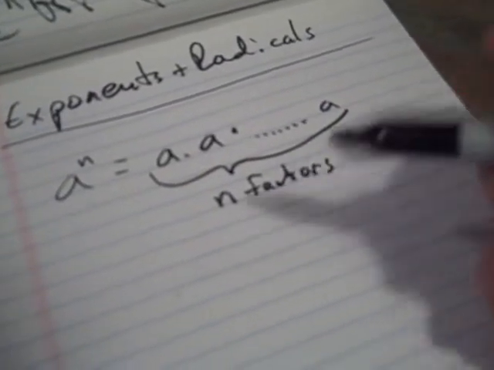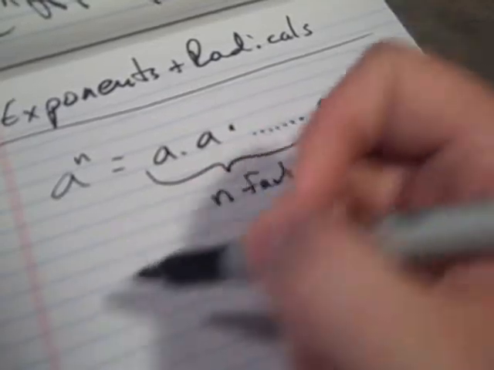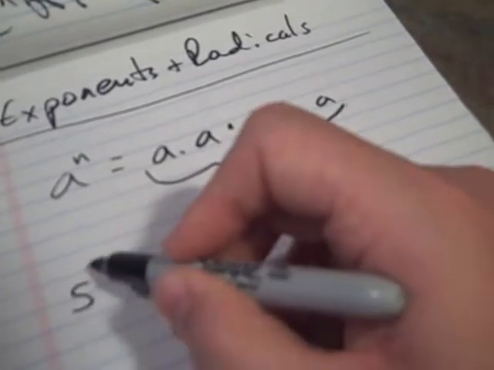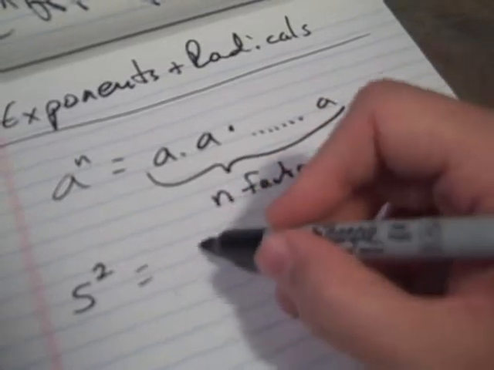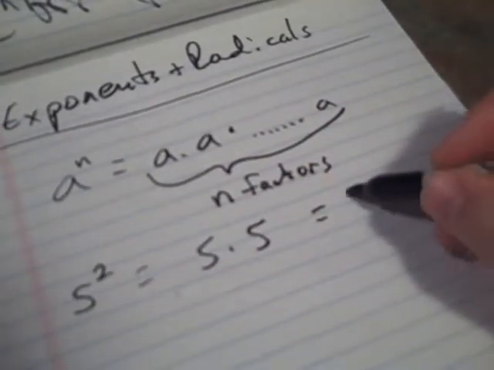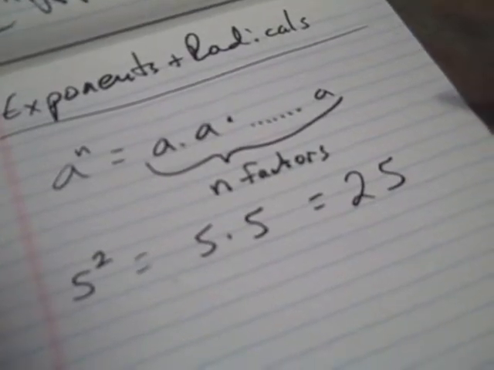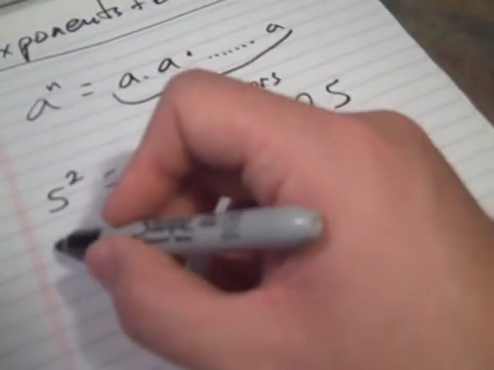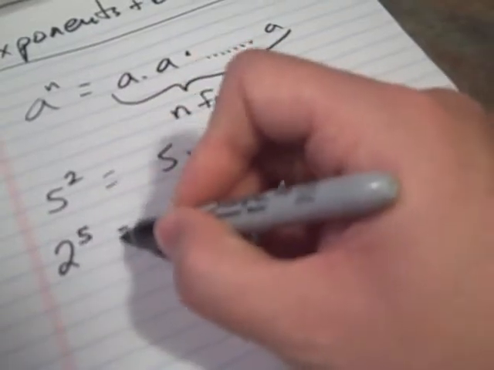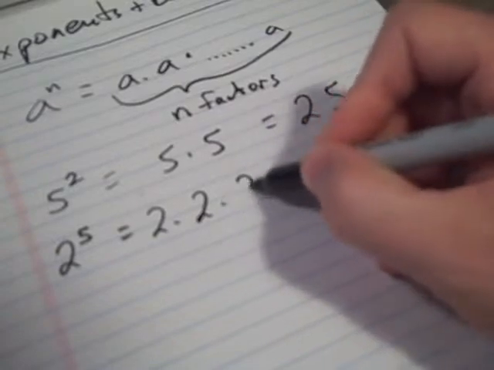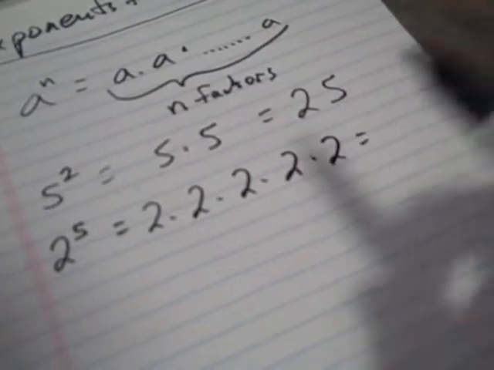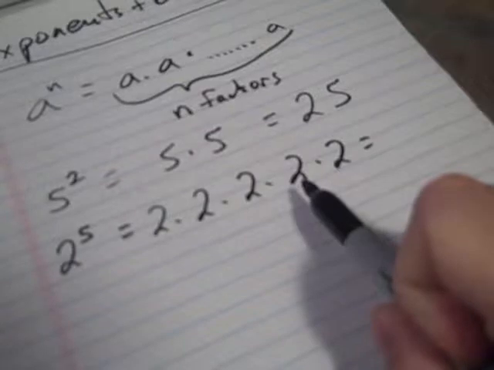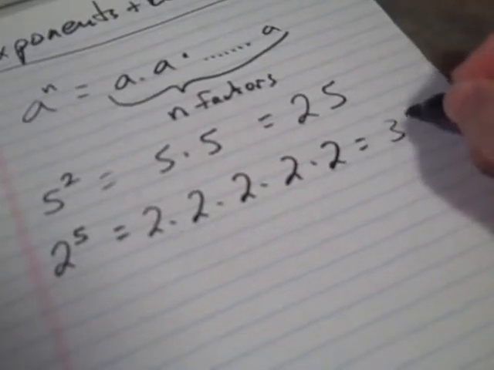So a perfect example of that would be, how about 5 squared equals 5 times 5 equals 25, right? Or we could do, if we do it the other way, 2 to the 5th equals 2 times 2 times 2 times 2 times 2 equals 2 times 2 is 4, 4 times 2 is 8, 8 times 2 is 16, and 16 times 2, the last 2, is 32. Right?